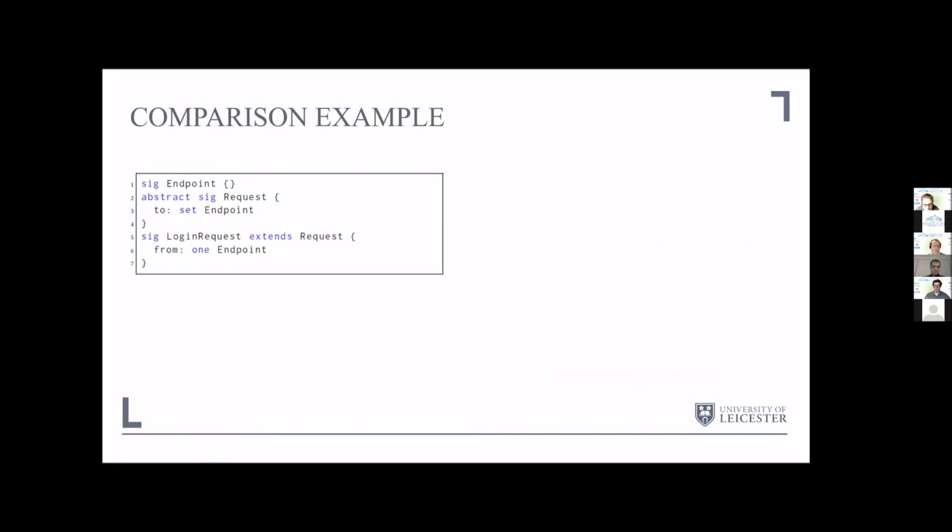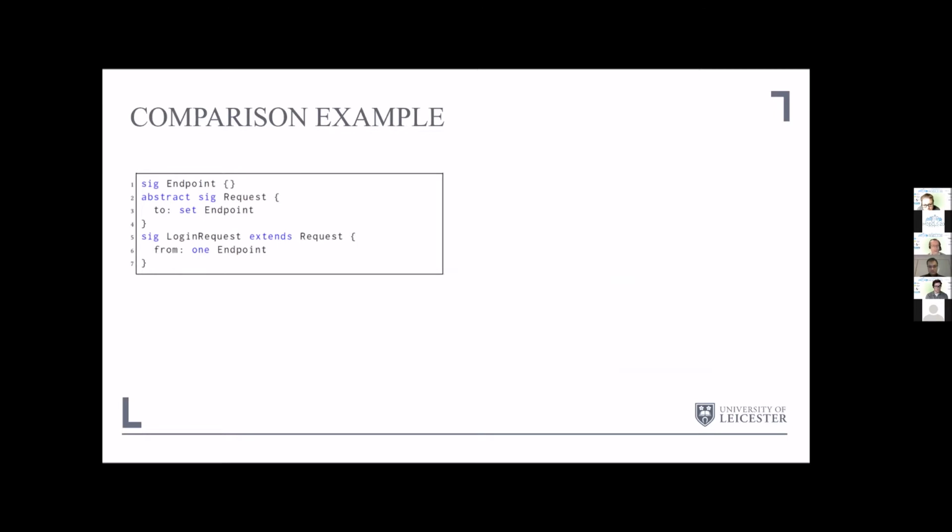Here is an example where a team has developed a model about endpoints, requests, and login requests. It's a simplification of an existing security analysis of an internet protocol. And here we see that requests, they go to some endpoint. And login requests are special requests, and they come also from exactly one endpoint.